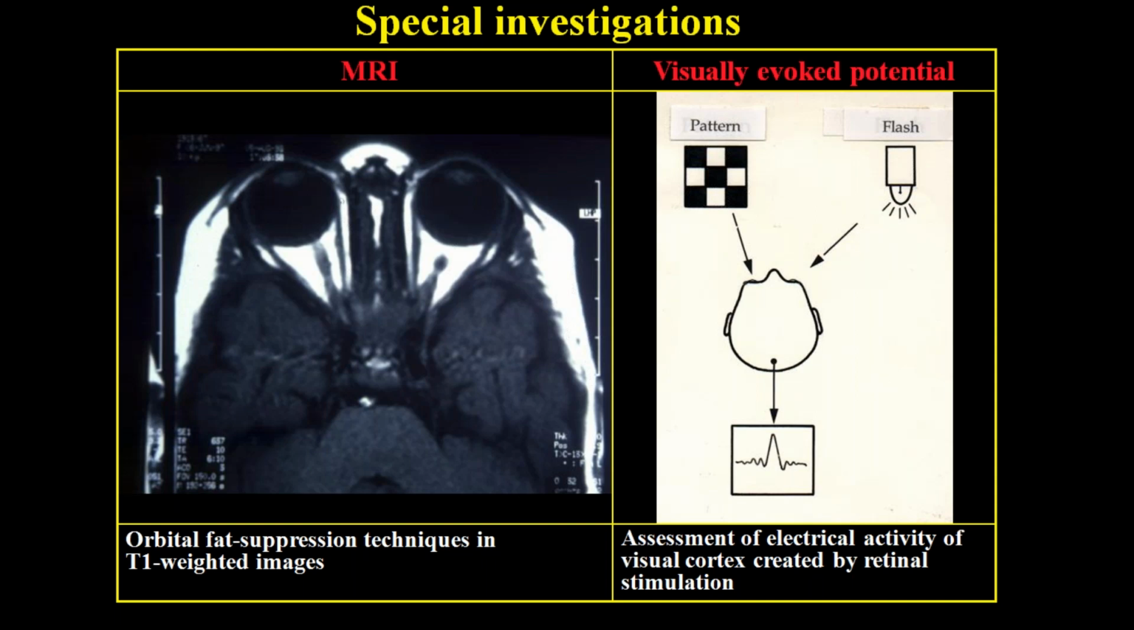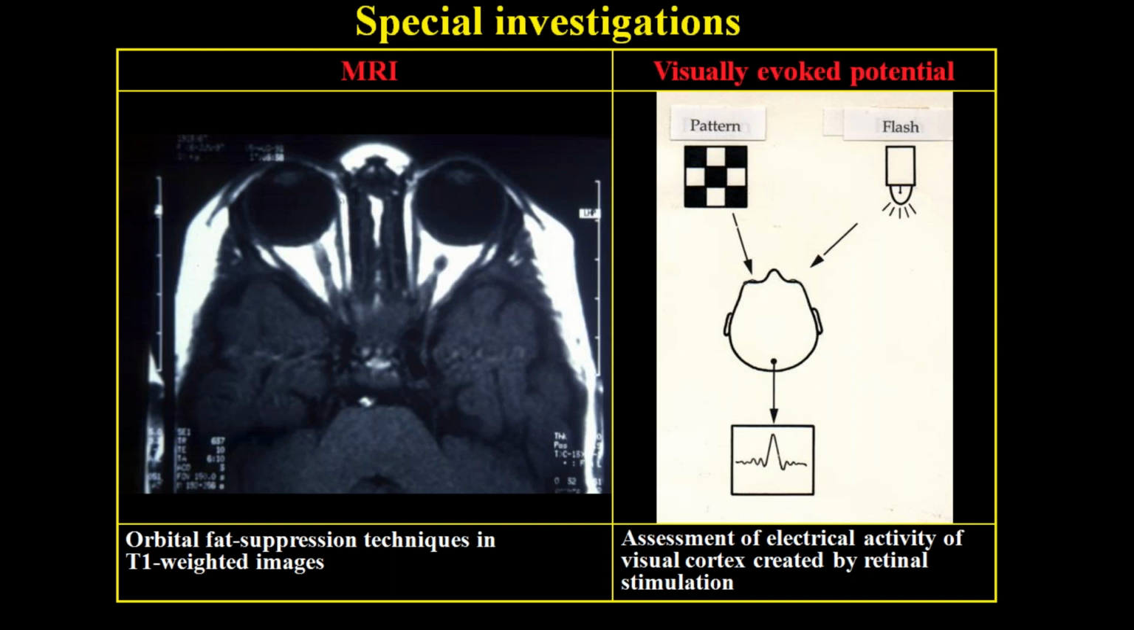What are the field defects? Central scotoma, centrocecal scotoma, altitudinal field defect. These are the common field defects which are seen in optic neuropathies. What are the investigations which are commonly done to assess the optic nerve status?